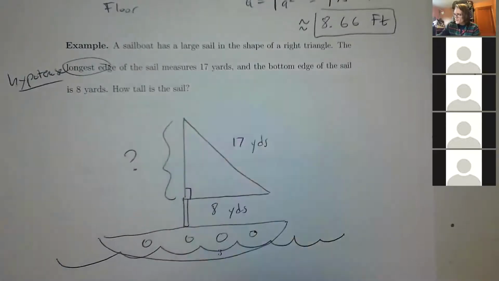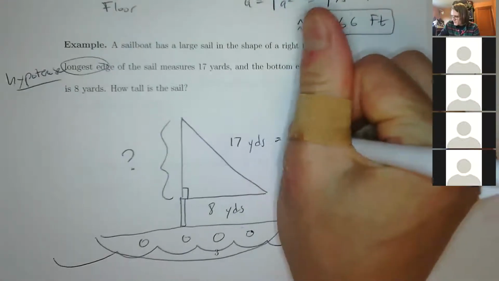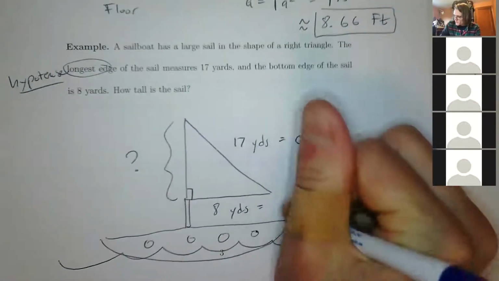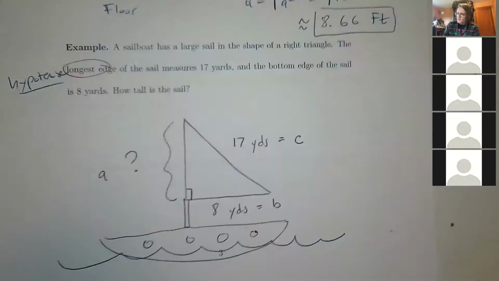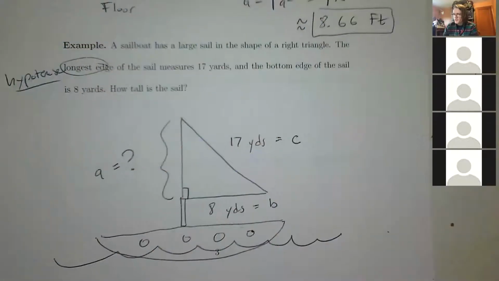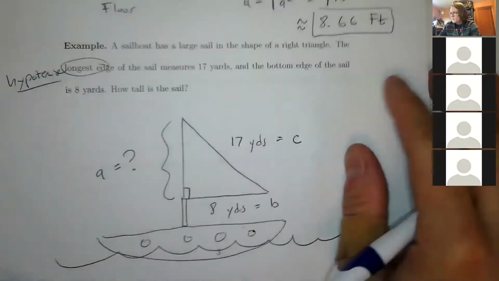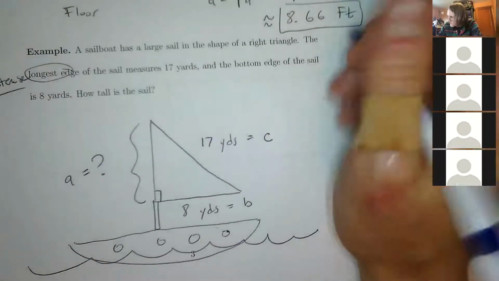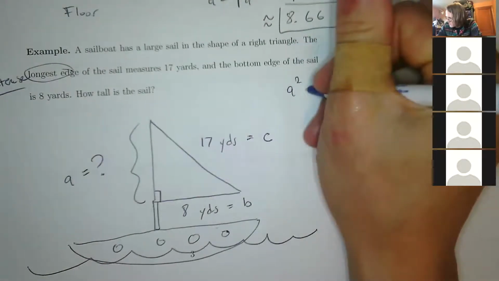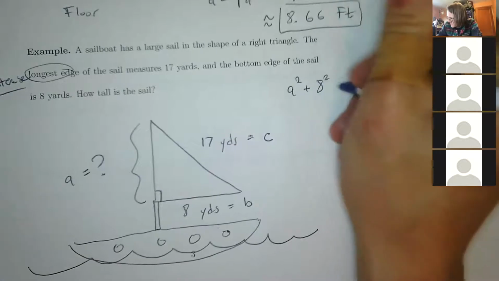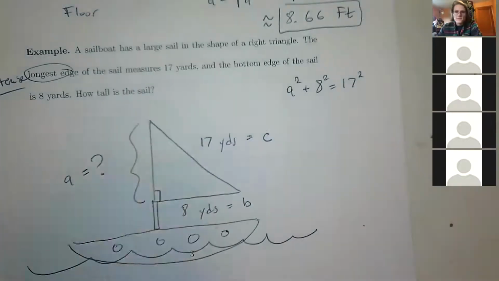So again, my hypotenuse is 17. Call that C. My bottom here, I'll say is B, and I'll keep this as A, again, just to be consistent. And then you just use the Pythagorean theorem. So A squared plus B squared equals C squared. So A squared is unknown, B is 8, and then 17 squared is the C.